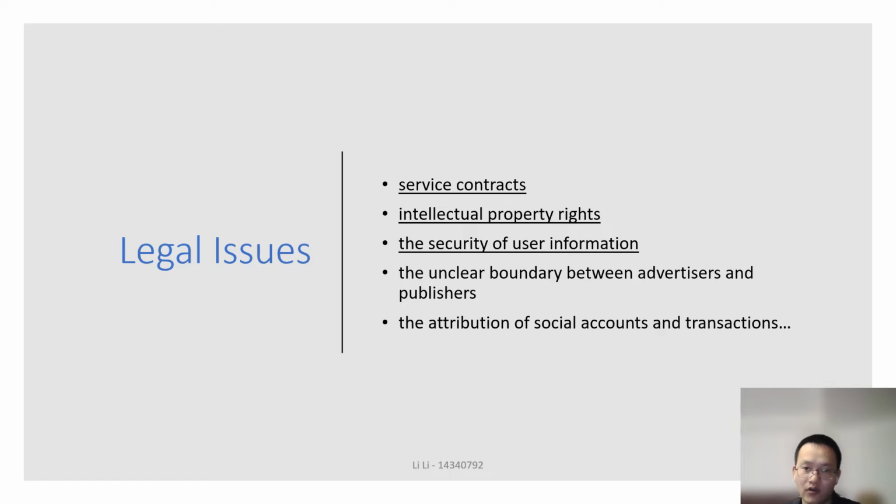Common legal issues are focused on these aspects: service contract risks, copyright issues, information security issues, advertising business risks, and legal issues arising from transactions on social media accounts. For time reasons, my presentation will focus on the first three items.